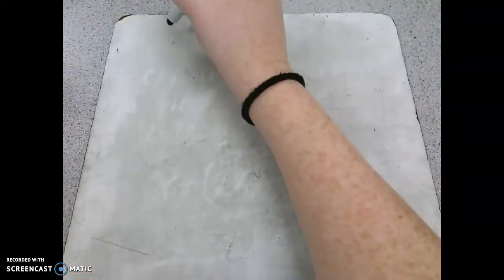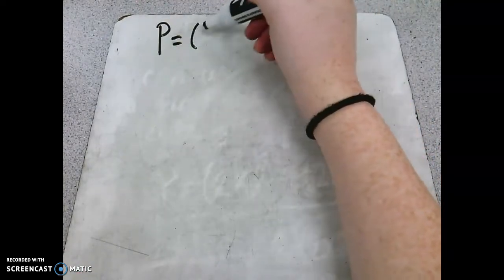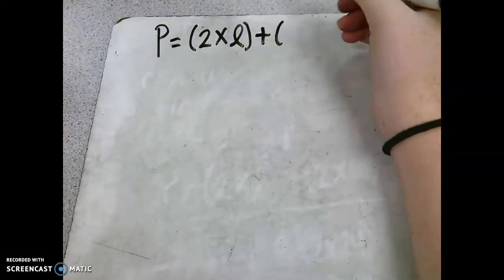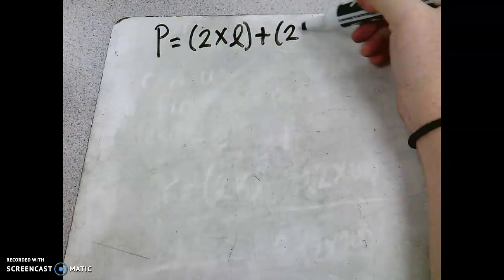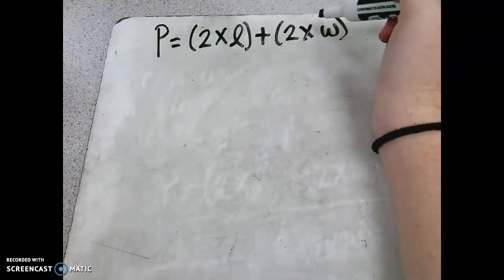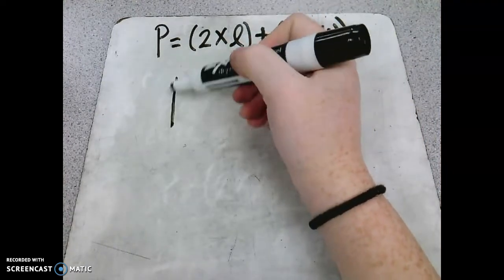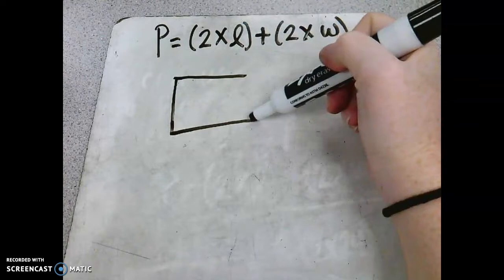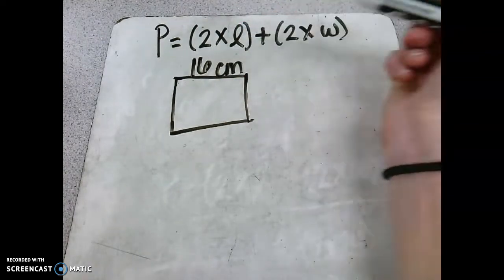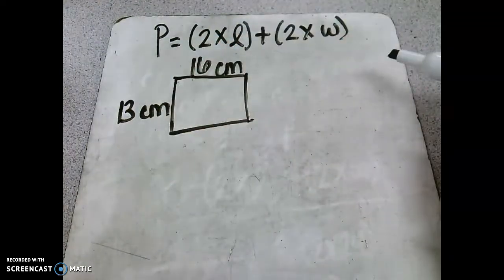All right, I'm going to write my equation again because it will help me, one, to remember it, and I need to use it to solve the problem. So we have perimeter equals 2 times L plus 2 times W, which means 2 times length plus 2 times width. For our rectangle, we are going to have 16 centimeters on one side and 13 centimeters on the other side.